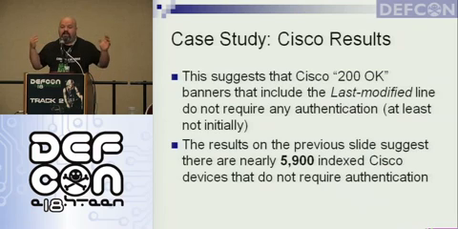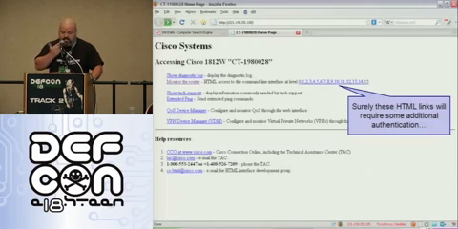So what that means is if we can get a 200 OK with a Cisco, chances are that device is not going to require any authentication at all. In fact, we really have about 5,900 Cisco devices as of last night, publicly facing on the internet, that require no authentication at all to view, change configurations, do whatever you want. You've already owned them. So let's take a look at one.